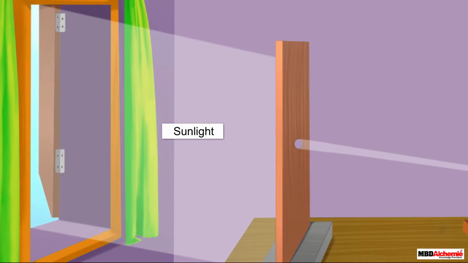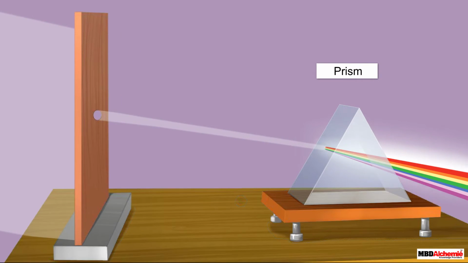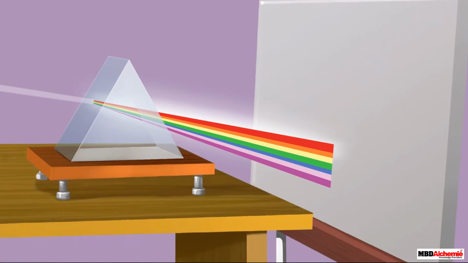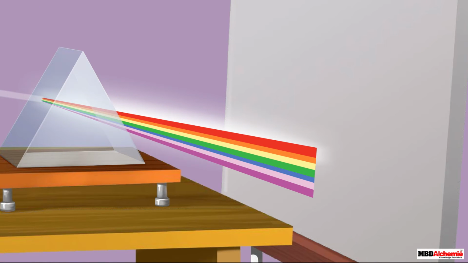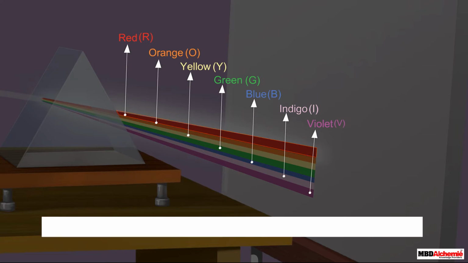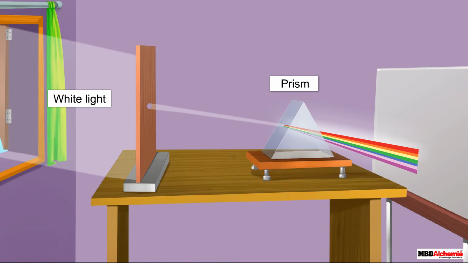As the sunlight passes through the prism, you will observe a beautiful band of colors appearing on the white sheet. If you look at these colors of the band from the bottom, they are in the order violet, indigo, blue, green, yellow, orange and red. This sequence of colors can be remembered by the acronym VIBGYO. The light coming from the sunlight was white light.